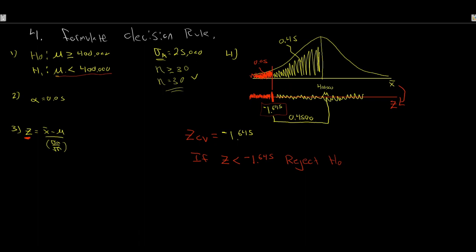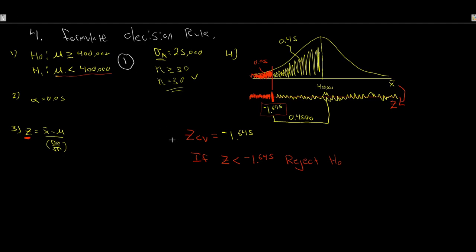Well, all of that yellow bit, that's all failed to reject. That's all good, that's all fine. I don't need to worry about that. So that's my decision rule. Keep in mind, these are the first four steps. I'll show you right now how the marking goes on these.